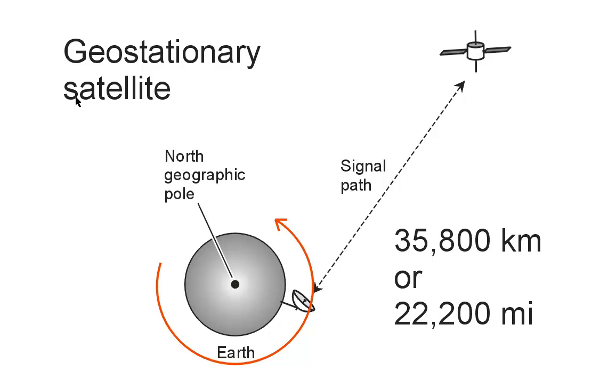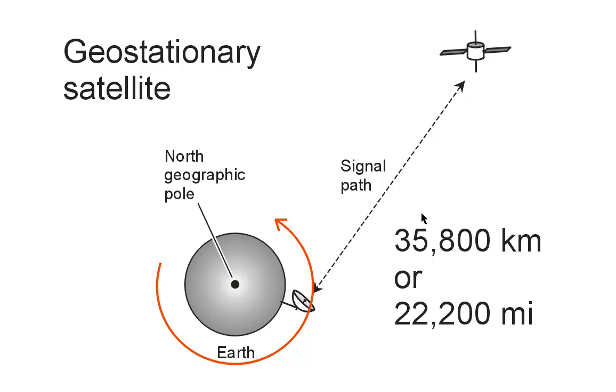That's one that always appears to stay in the same position in the sky as seen from any point on the Earth's surface. In order for that to be true, the satellite has to meet certain criteria. It has to be orbiting at an altitude of about 35,800 kilometers or 22,200 miles.